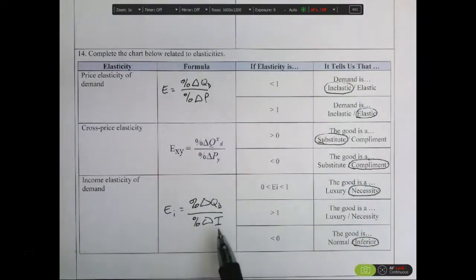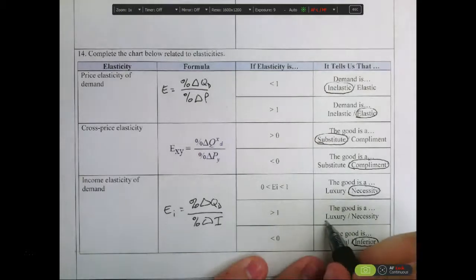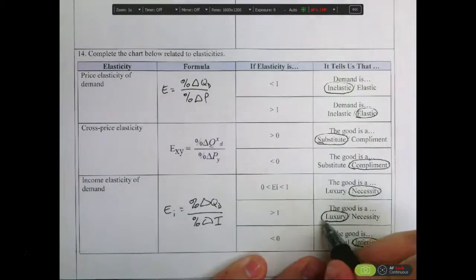And if it's greater than 1, my income rises by 5% and the quantity demanded increases, say, by 10%, that would indicate to me that the good must be a luxury. I haven't been buying very much of it to begin with, but now that I have the income available to me to purchase the good, then I am buying more of it, and that would make it a luxury.